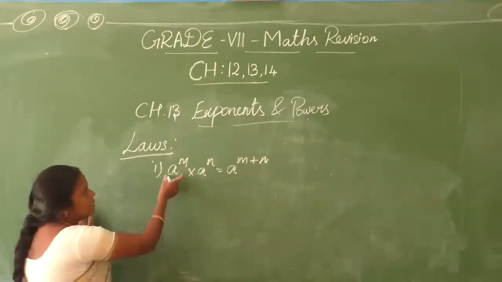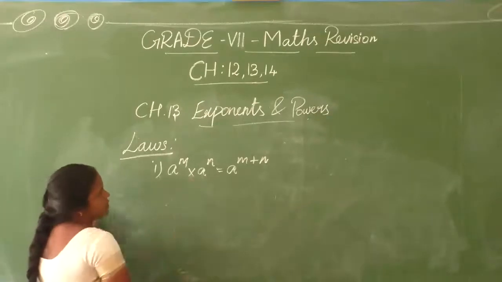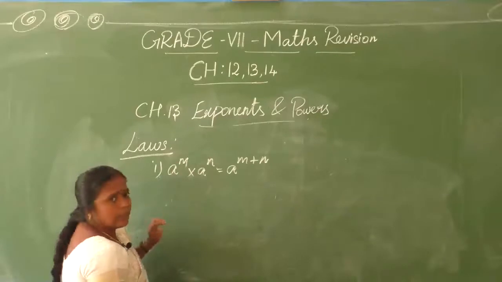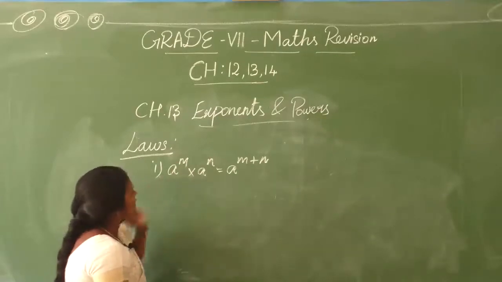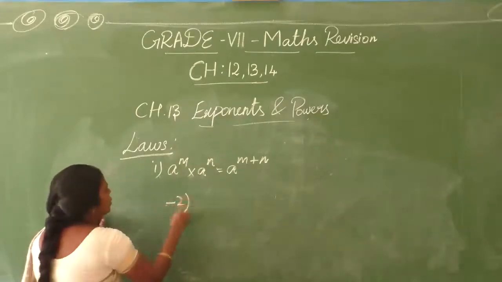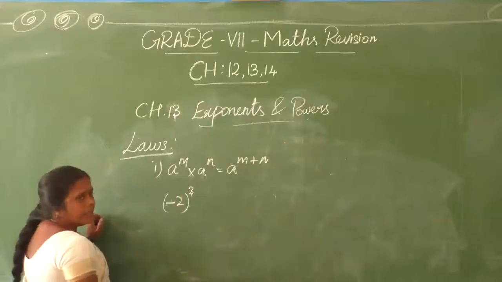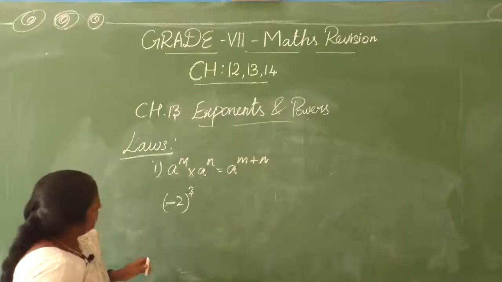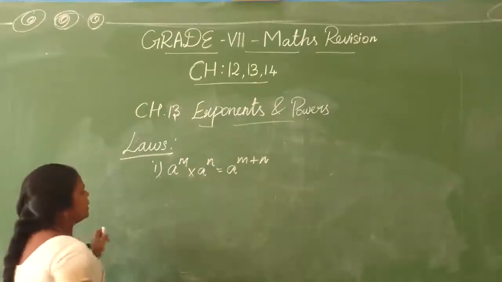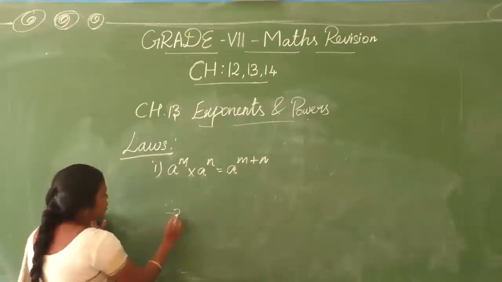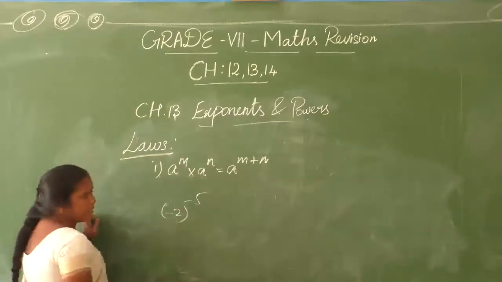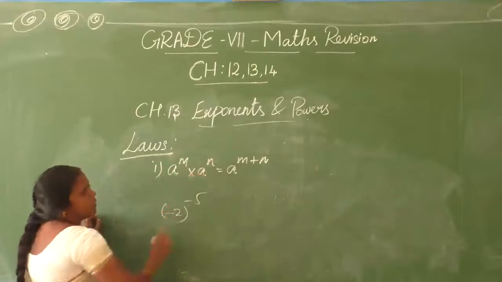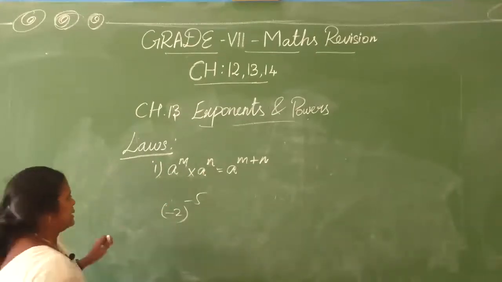Here in general, a is an integer, for example minus 2 power 3, like that we can tell. Okay, a is an integer, m and n are whole numbers, integers, that also comes in the integer category. See, minus 2 power minus 5, like that. Here minus 5 is an integer, no? So a, m, n are here integers.